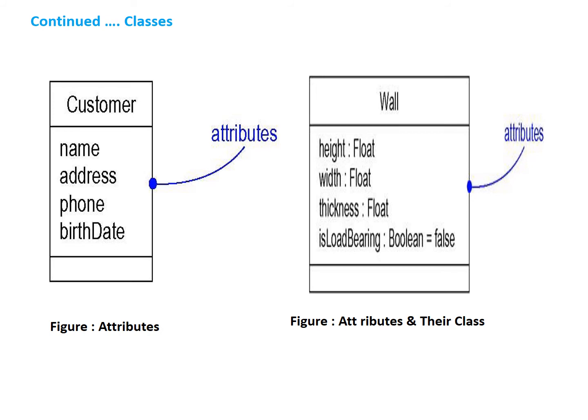You can further specify an attribute by stating its class or type and its default initial value. This is also shown in the figure, that is height, width and thickness. These are the three attributes available in the Wall class which are of type float. Similarly, isLoadBearing is an attribute available in the Wall class which is of type boolean and its initial value is false.